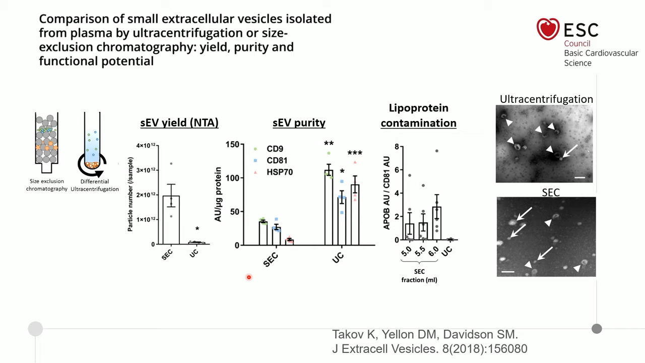So we can see by the electron micrograph as well that clearly we have more contamination of lipoproteins in the SEC. The other point I wanted to make here is that it's important to use plasma for these isolations because in serum preparation we get activation of the platelets, and platelets are a major source of exosomes and vesicles, and they'll just churn out tons of these vesicles if we don't prevent their activation.